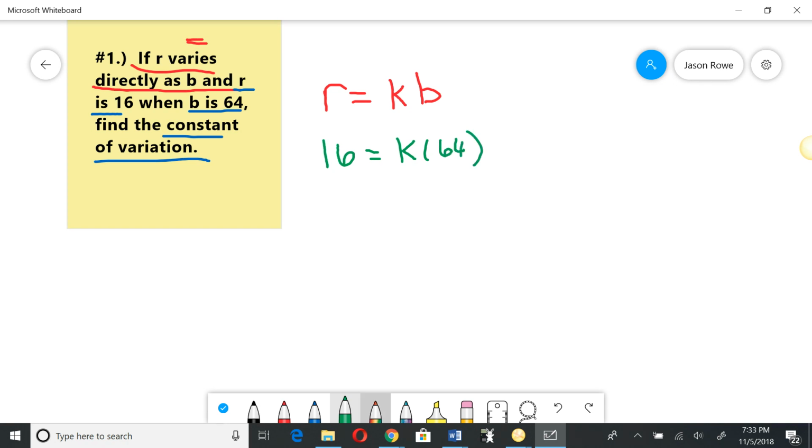So all I'm asked to do here is to find K. So this is a one-step equation. I'm going to divide both sides by 64. And please don't make the mistake of doing 64 divided by 16. This is 16 over 64, so the final answer will be a fraction. And this does reduce to 1/4. So that is how you find the constant of variation.